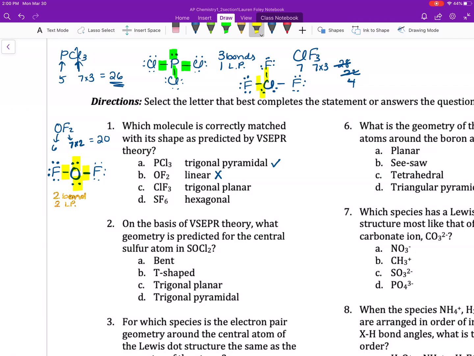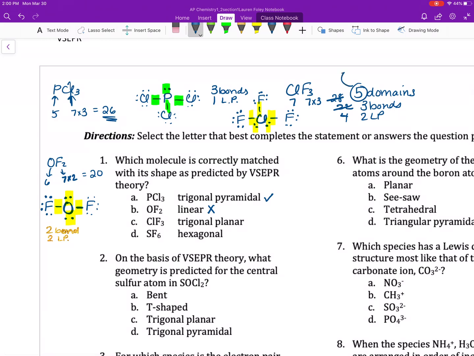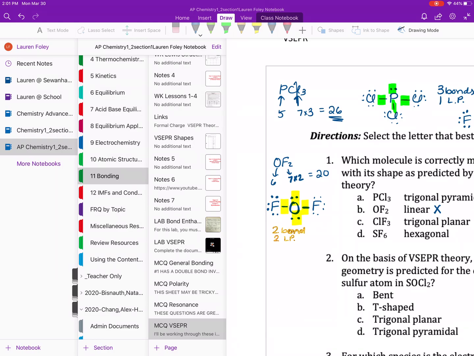So looking at my electron domains around my center atom, I have 5 total domains. I have 3 bonds, and I have 2 lone pairs. Now, anytime you have 5 electron domains in total, the electron geometry would be trigonal bipyramidal. And that was covered in the last video. Now, when I start to substitute in the lone pairs, I put 2 lone pairs in there. So 3 bonds and 2 lone pairs.